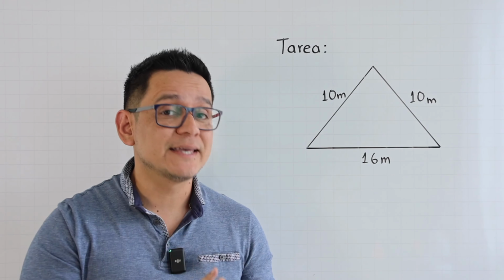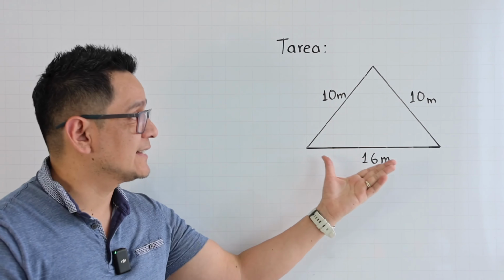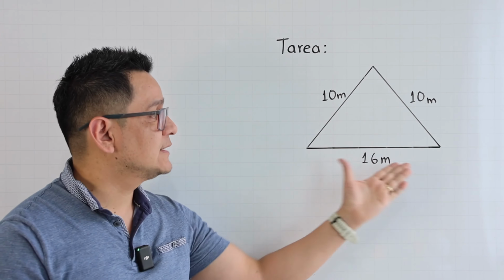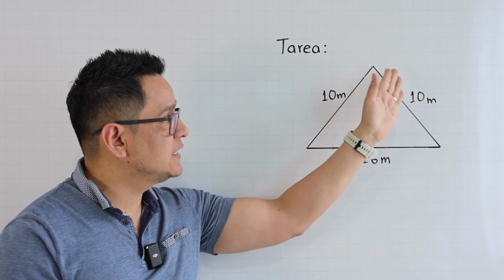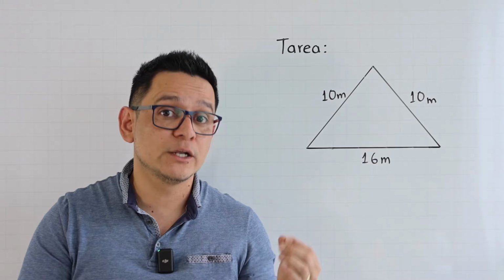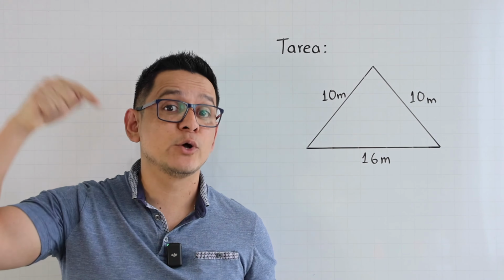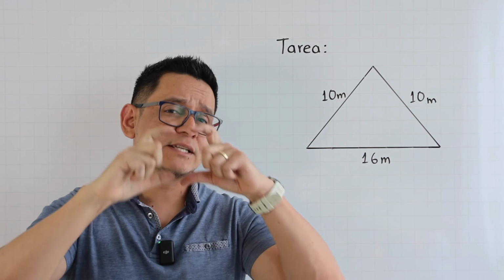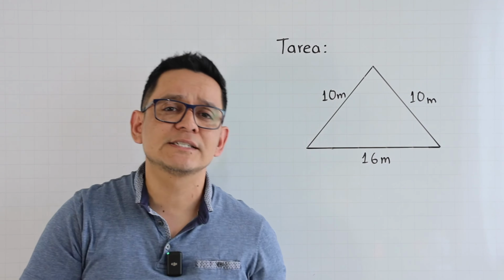And before you leave, I'm going to ask you to solve this homework exercise. The sides of the triangle are 16 meters, 10 meters, and 10 meters. Please do it using Heron's formula. And when you have the answer, put it down here in the comments. I'm going to give a nice big heart to everyone who gets it right.